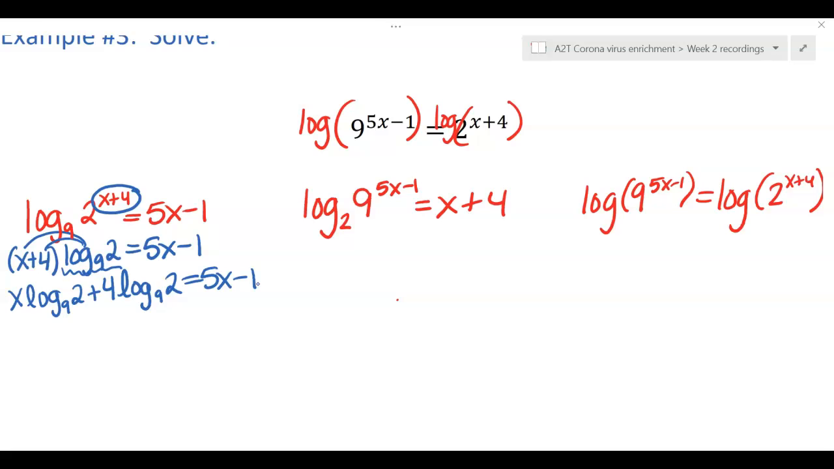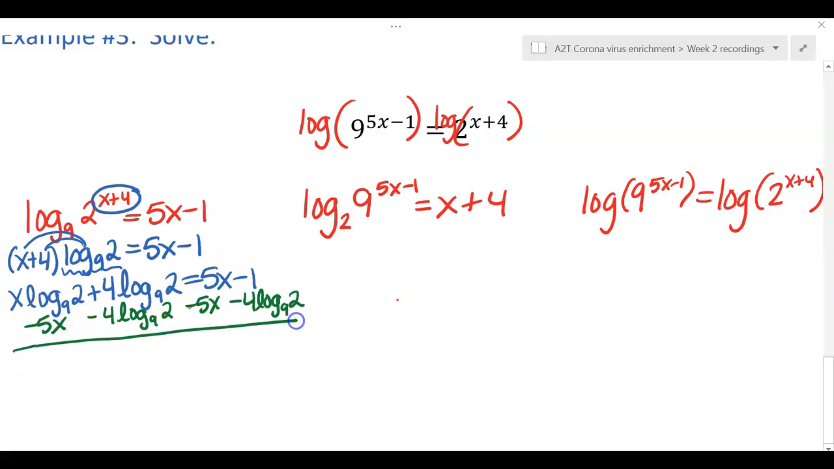And like I normally do when I solve an equation at this point, my goal is going to be to gather like terms on one side of the equation. So I'm actually going to subtract this value because it's a constant without x and move it to this other side. And I'm going to subtract 5x because I want the x's gathered on this side. Okay. So I'm going to have x log base 9 of 2 minus 5x equals negative 1 minus 4 log base 9 of 2.